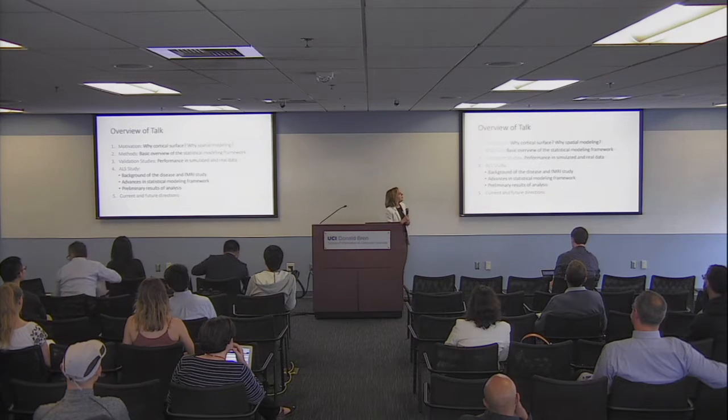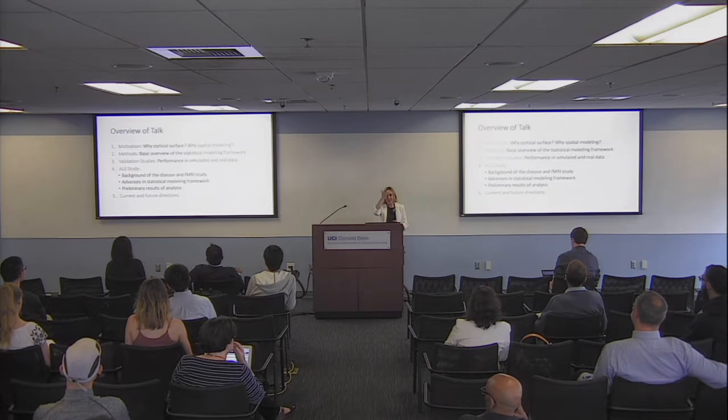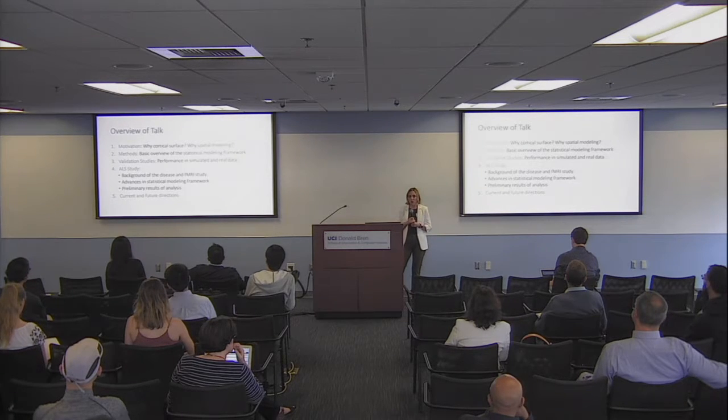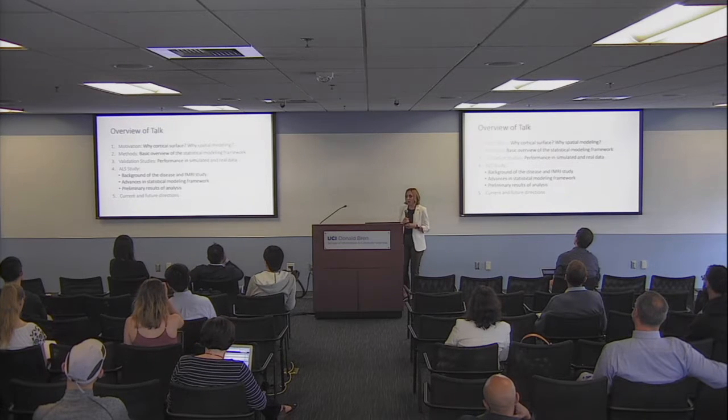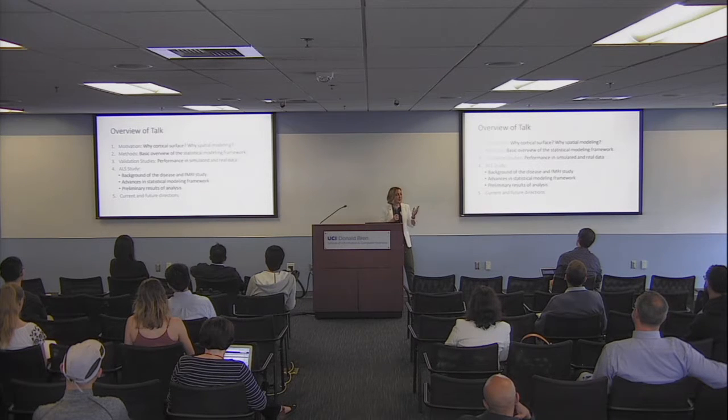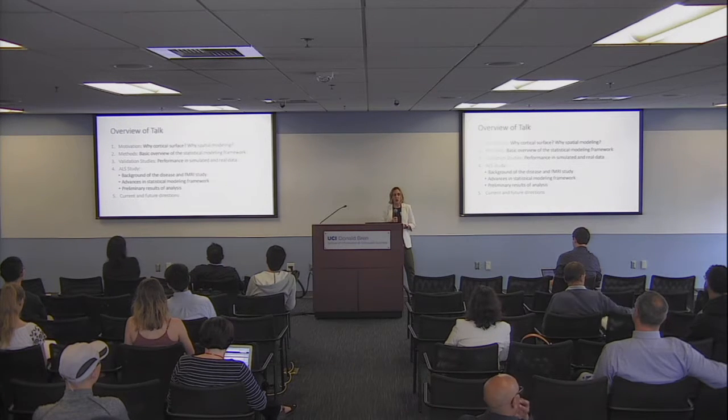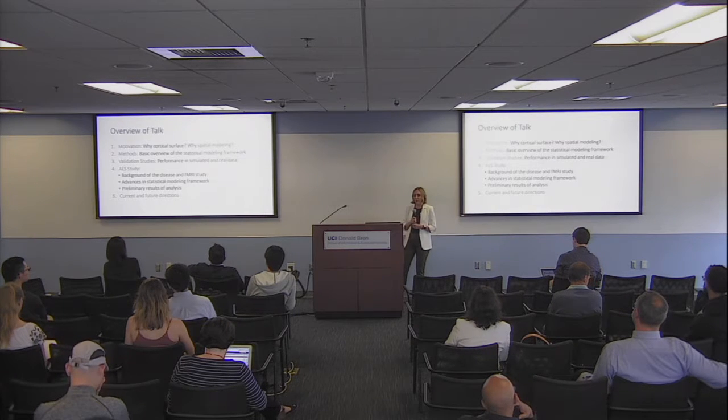Okay, so an overview of the talk today is, first of all, why should we use cortical surface fMRI data as opposed to your traditional volumetric fMRI data? And then why should we take a spatial modeling approach to task fMRI? Second, I'll give a basic overview of our statistical modeling framework. Again, not going into too much detail there. And then also give a very brief overview of our validation studies that also appear in the paper that show how the method performs in simulated and real data from the Human Connectome project.